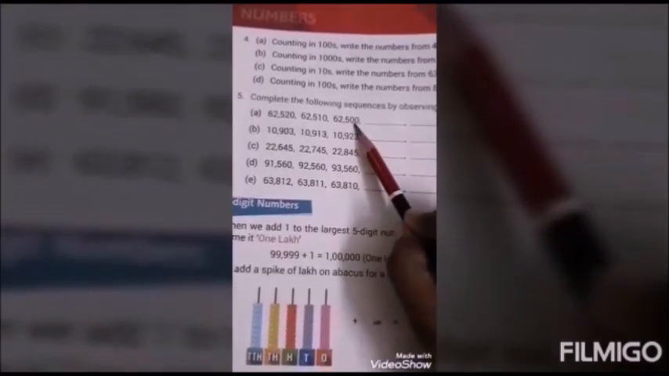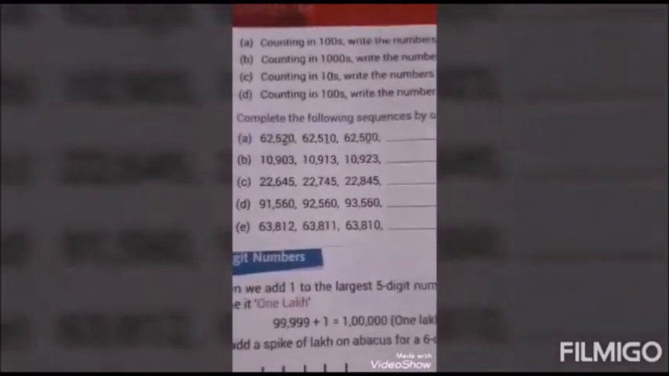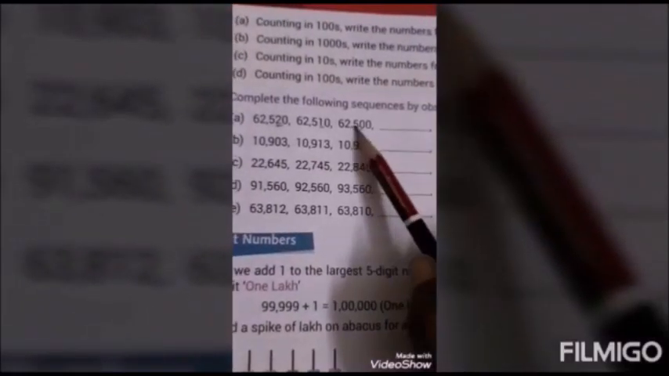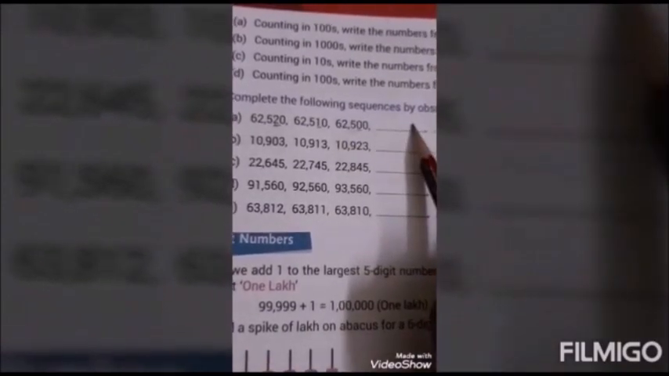Next, question number 5. Complete the following sequences by observing the pattern. Here, just look at the pattern. The numbers are in decreasing order, as we did in question number 7 of the revision exercise. Similarly, here the number at the 10's place is changing, so we have to subtract 10 from the number to get the next number. Because it is in decreasing order, we have to subtract.